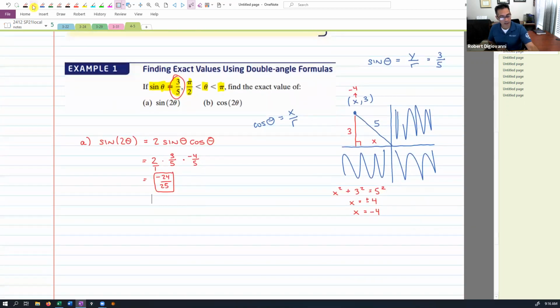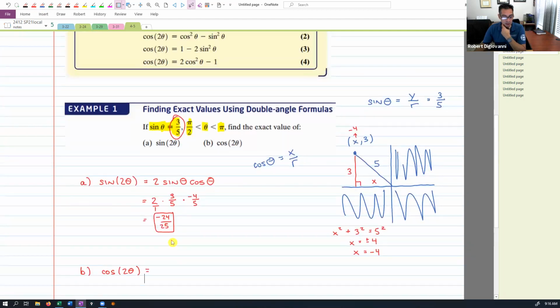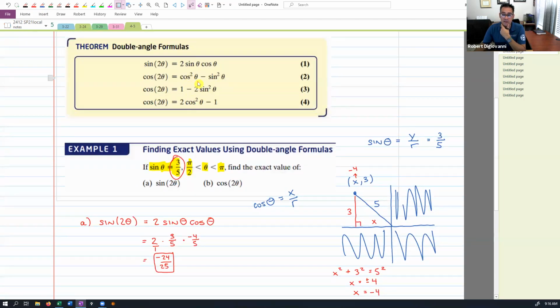Okay, how about part B? Now we want to know what cosine of 2 theta is. When it comes to cosine of 2 theta, I have 3 different formulas I can use. Who wants to tell me which one they would use and why? What's the best one to use here? There is a best one.